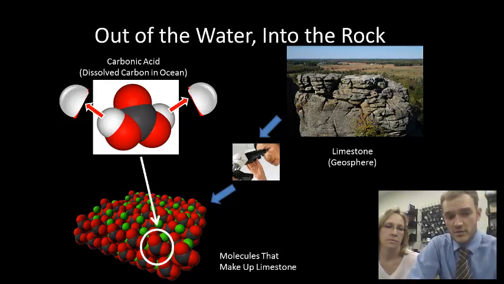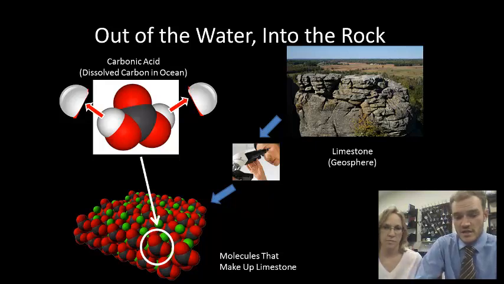So that's how carbon gets from water, where it was dissolved as carbonic acid, into limestone, where it's a solid rock. And it's packed in there in the limestone with those green dots. Those green dots are calcium.